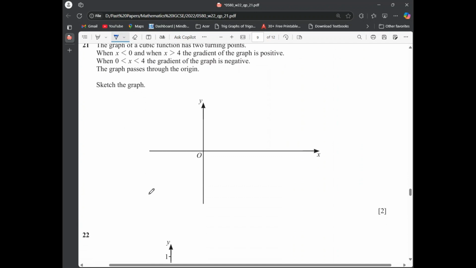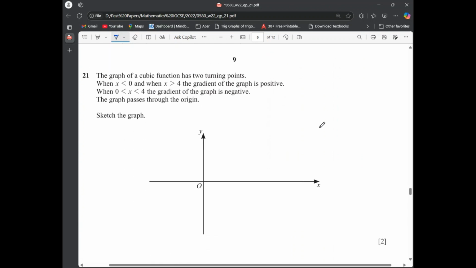Question 21. The graph of a cubic function has two turning points. So in other words, the graph is either like this or it's like that. Okay, so it's got two turning points. Cubic functions, two turning points. When x is less than 0, which means considering this part of the graph now, x is less than 0, and when x is greater than 4, the gradient of the graph is positive.